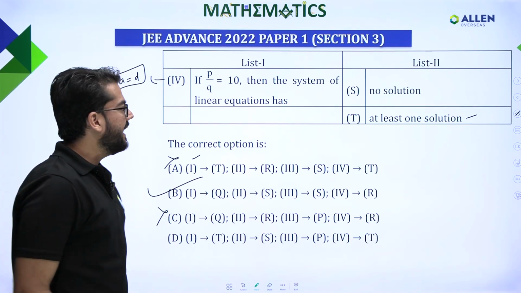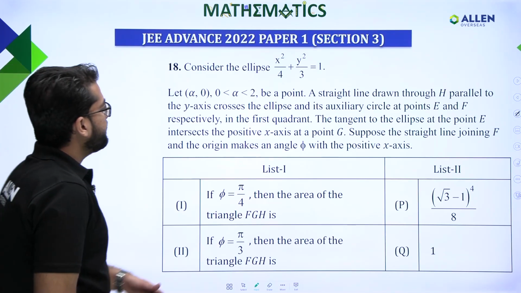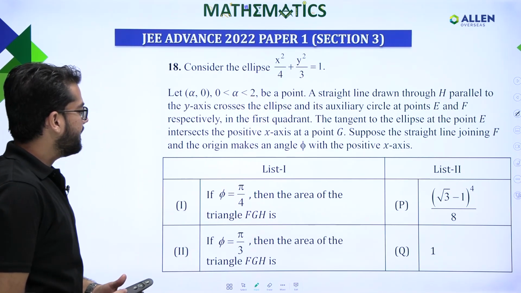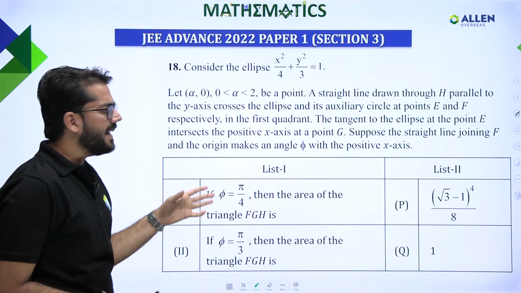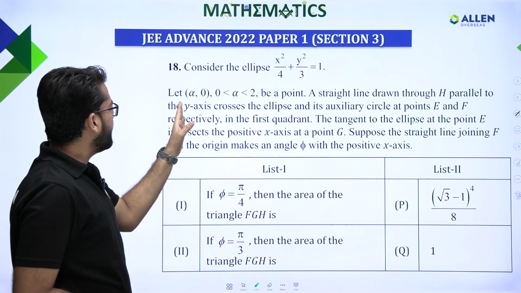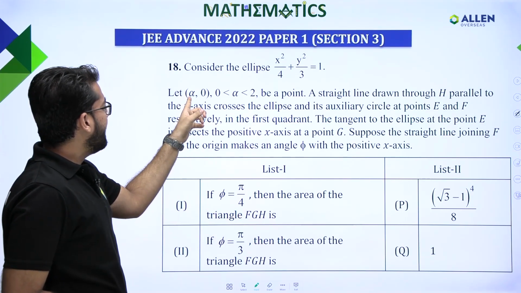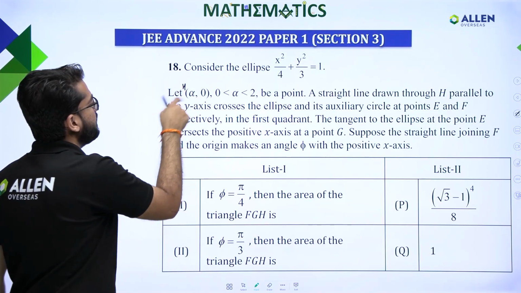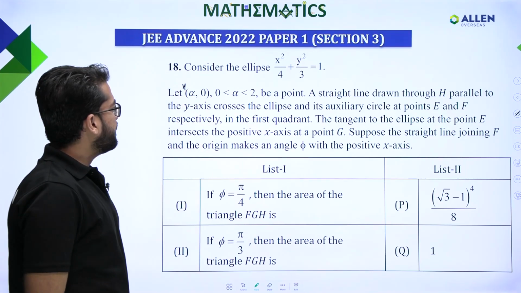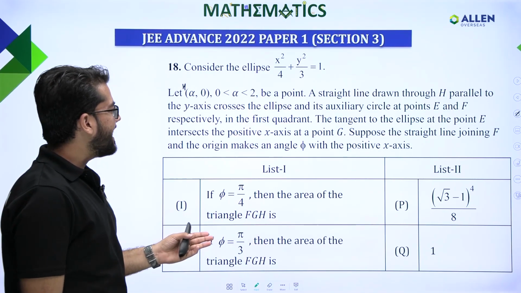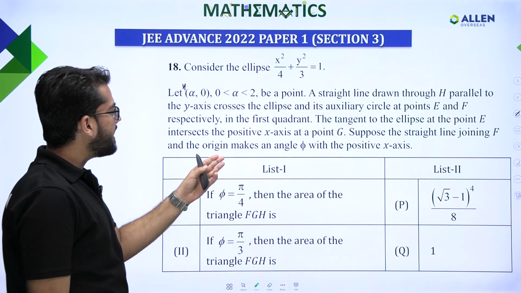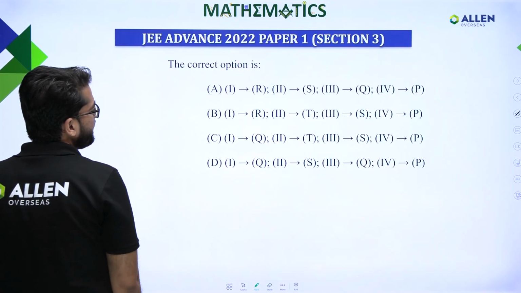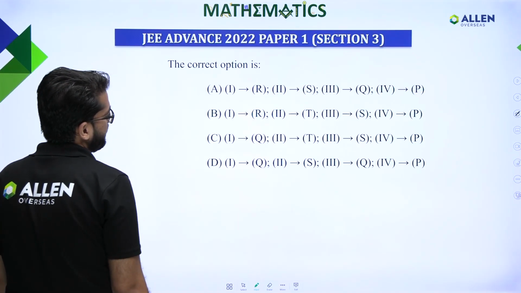Come to the next one, in which we have, consider the ellipse x square upon 4 plus y square upon 3 is equal to 1. And now we have the question, this question is quite easy once you understand properly. We have let H be alpha comma 0. Here we have H alpha comma 0. And a straight line drawn through H parallel to the y-axis crosses the ellipse and its auxiliary circle.